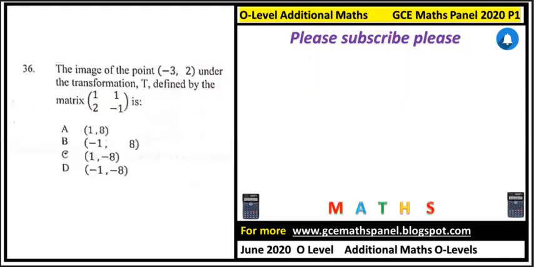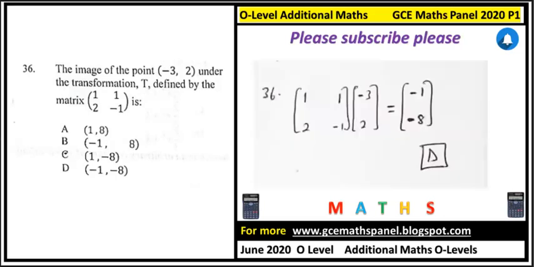Question 36. The image of the point (minus 3, 2) under the transformation T defined by the matrix. The image of this point is given by pre-multiplying that point by the transformation matrix, which is 1, 1, 2, minus 1, and the image will give us (minus 1, minus 8). Our key here is D.